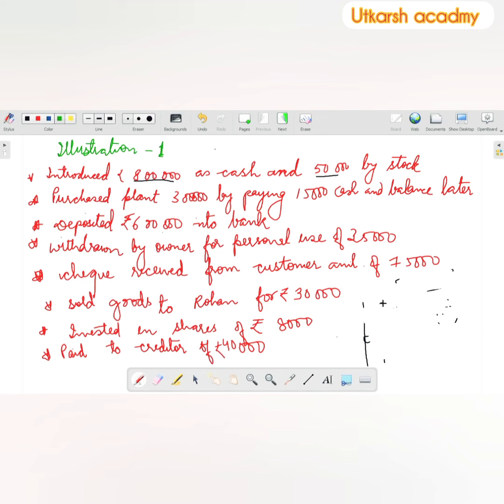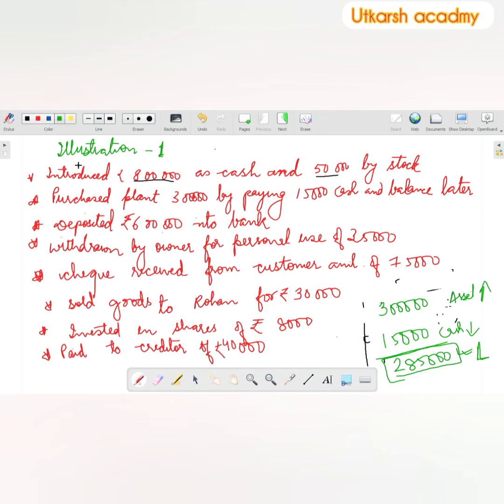So what is it saying? Plant and machinery, an asset, will increase by 3 lakh. Okay, 15,000 cash has been paid, so 15,000 cash will decrease, which is on the asset side. Now the balance. What is the balance here? 2,85,000. This amount is due, so it will be a burden for the company. So it is a liability. It will be shown on the liability side.